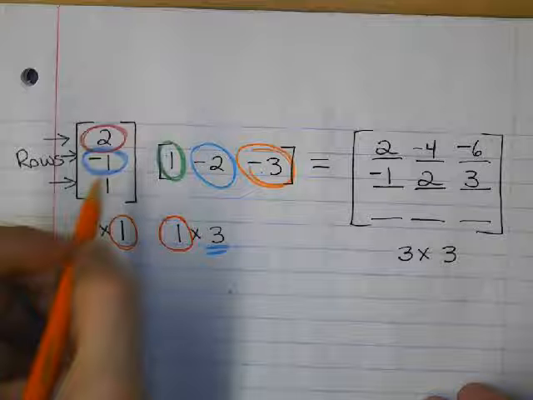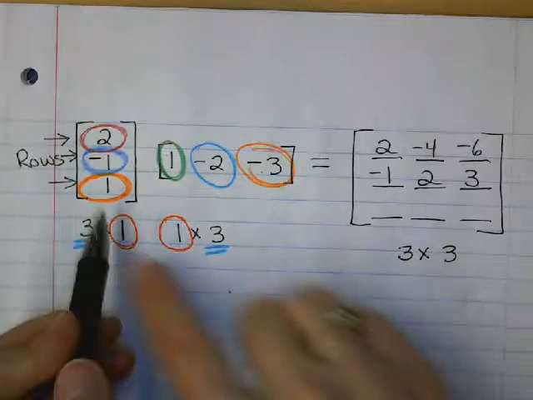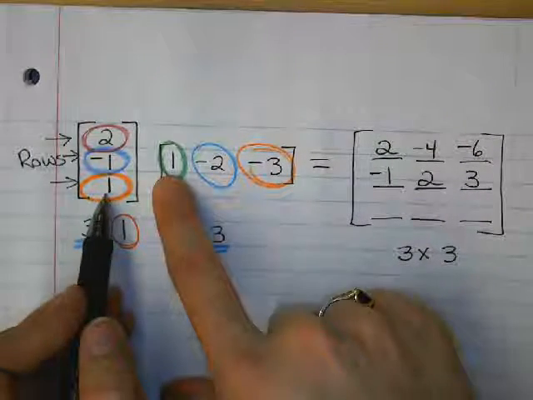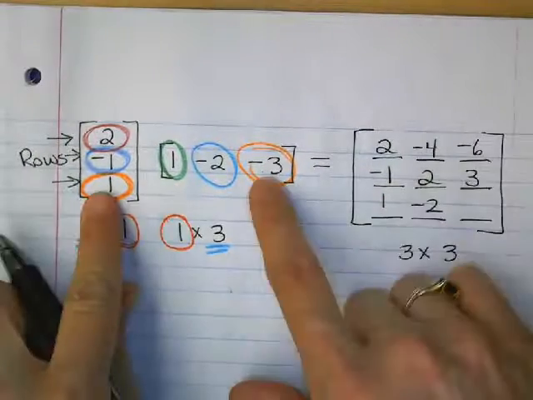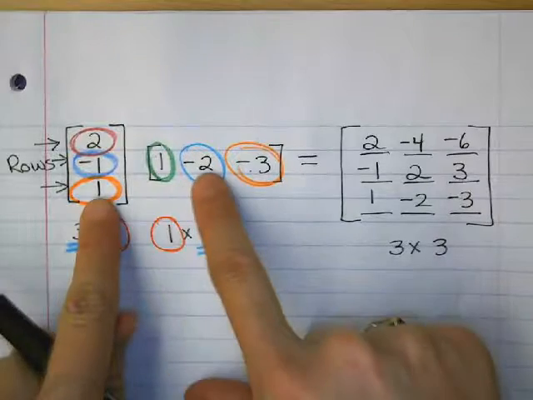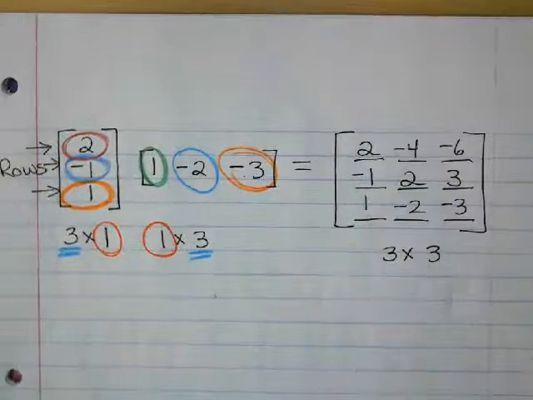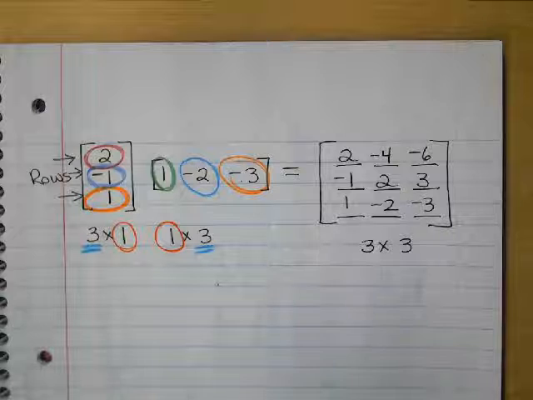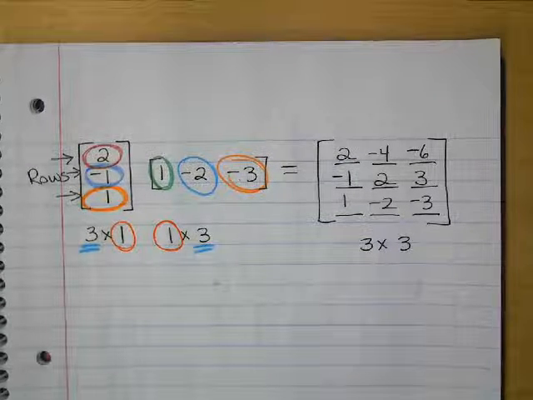And finally, the bottom row times each column. Oh, this will be easy. It's 1 times each thing. So 1 times 1 is 1. 1 times -2 is -2. 1 times -3 is -3. 1 times that, 1 times that, 1 times that. And this is the answer over here. All right, so hopefully you've got the idea of matrix multiplication.